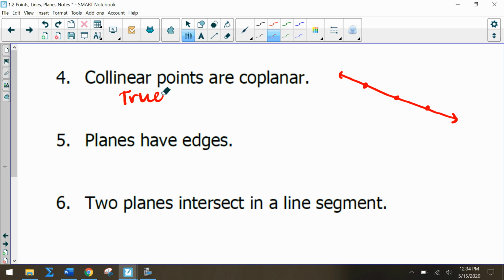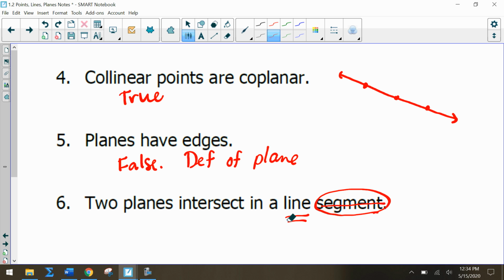Do planes have edges? False. This is also the definition of a plane. Planes go on infinitely in all directions. 2 planes intersect in a line segment. So a segment ends. We're going to talk about line segments tomorrow. But 2 planes intersect not in a line segment, but in a line. Since planes go on infinitely in all directions, they intersect in a line that also extends infinitely.